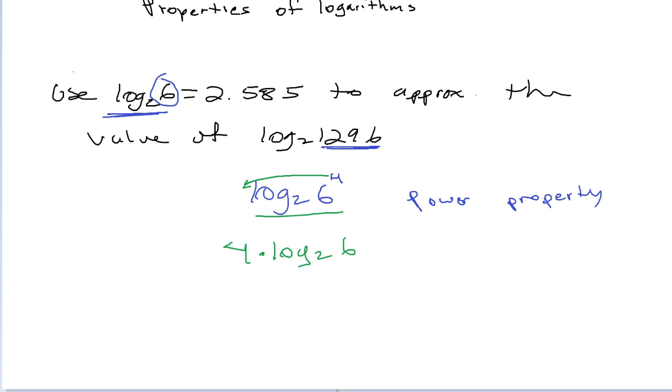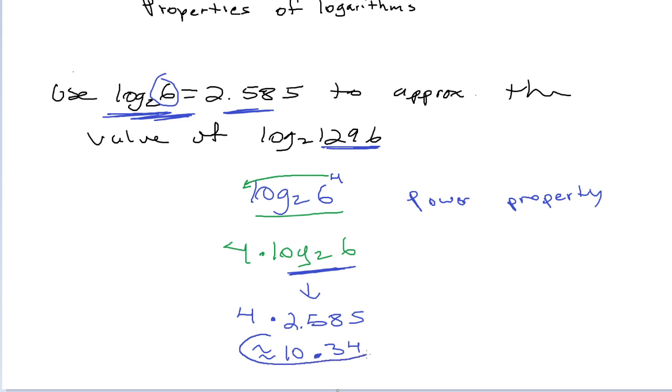And I already know that log base 2 of 6 is equal to 2.585 times 4. If you multiply that times 4, you get about 10.34, give or take. All right, check that. If it's wrong, I will give you a bonus point.